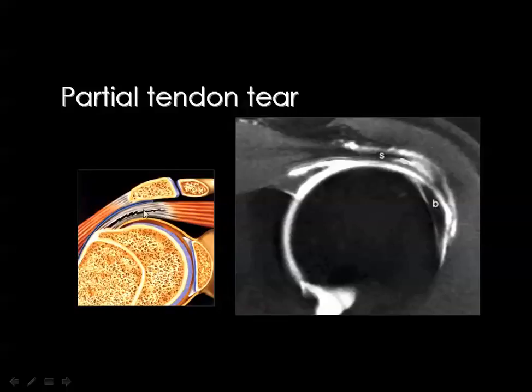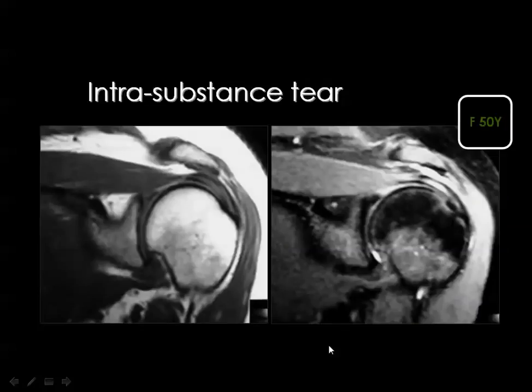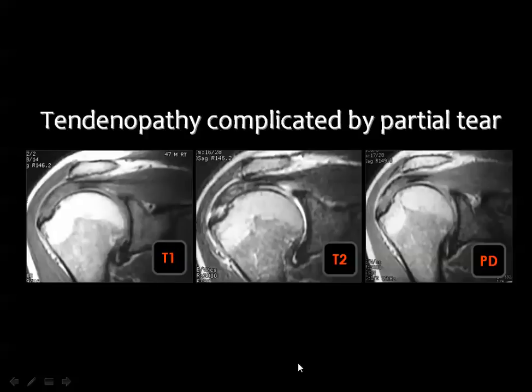An intrasubstance tear is one that affects the interstitial part of the tendon without disrupting any of its surfaces. And here is an example. This is the supraspinatus muscle and this is the tendon. And here you can see the tear within the substance of the tendon itself. And this is also another example. And you see the superior fibers are intact and also the inferior fibers are intact while the tear is inside the substance of the tendon itself.